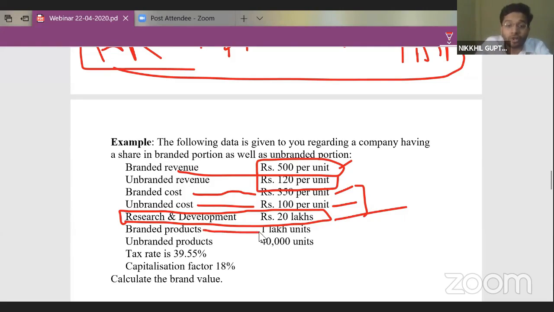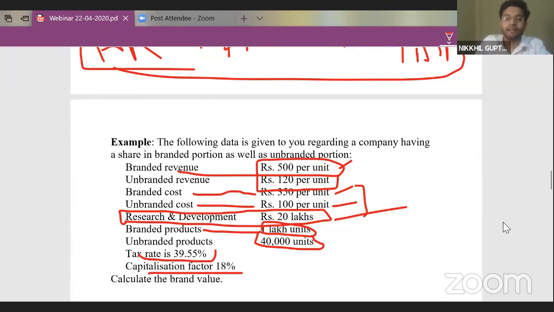Guys, the quantity of branded products is also different. 1 lakh units is the branded product sale. 40,000 units is the unbranded product sale. So obviously the quantum will also change. People will buy more of branded products rather than unbranded products. So the quantity will also change. Tax rate is 39.55%. Capitalization factor is 18%. You have to compute the value of the brand.